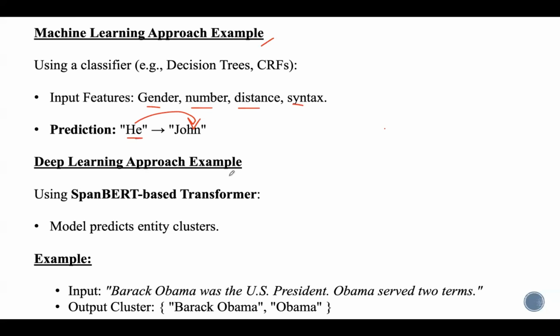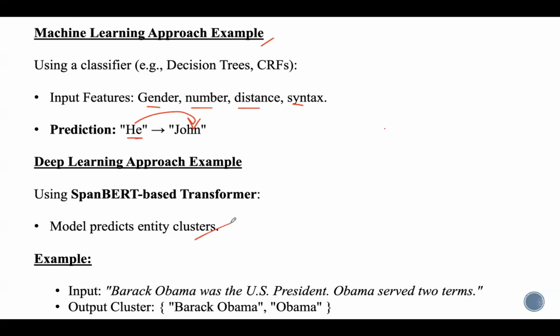Then a deep learning approach example. Here we have deep learning approaches like end-to-end neural coreference resolution, which uses attention-based deep learning, or transformer models like BERT and SpanBERT, which use contextual embeddings. Using this SpanBERT based transformer, the model predicts entity clusters.